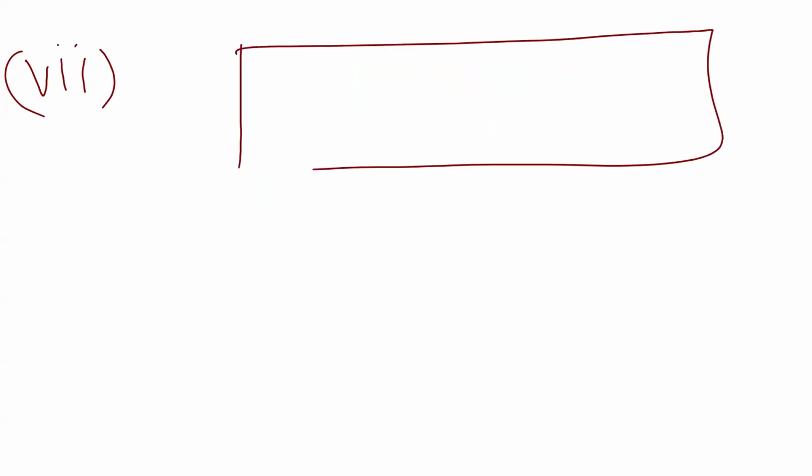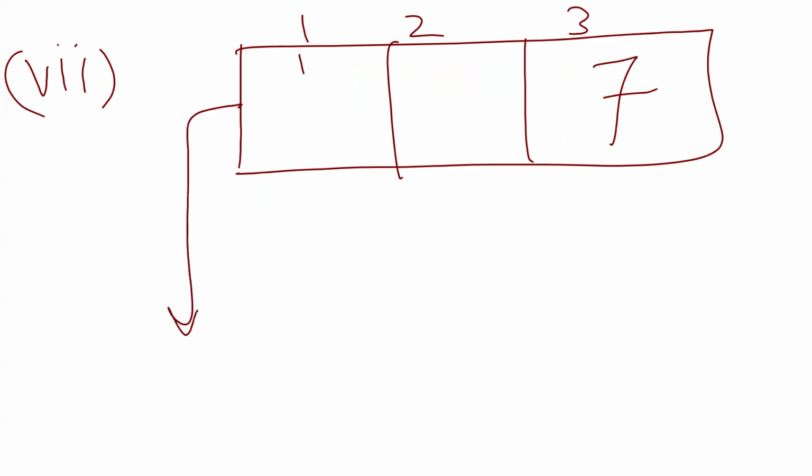Seventh one, 7 is in the units place. 1 to 9, 9 ways. 0 to 9. See, 7 can be repeated. They have not mentioned anything about 7 not occurring in the other places. Okay. So these are 10 ways. So 9 into 10, that is equal to 90 ways.